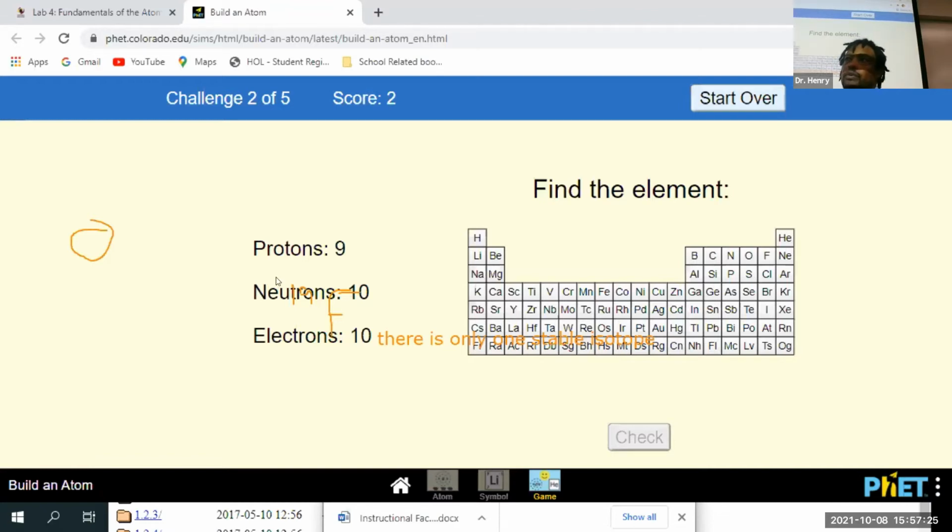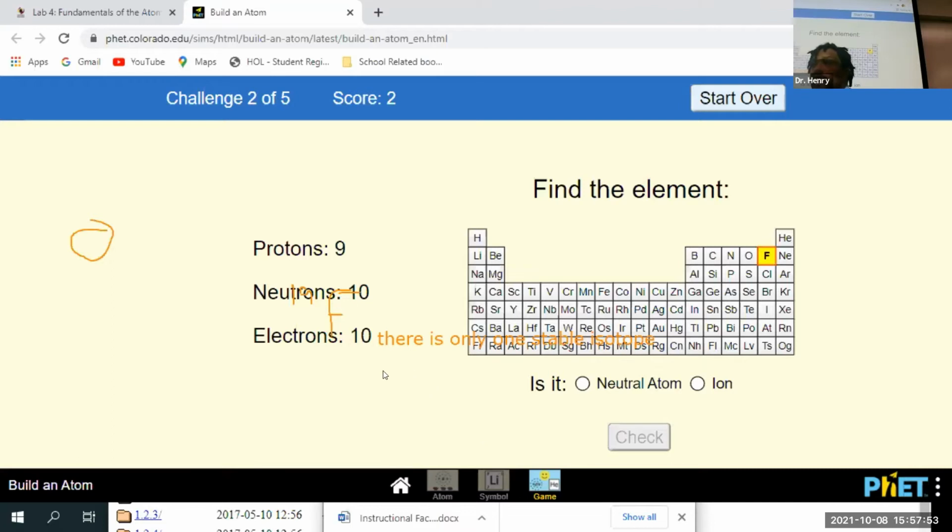Okay, so let's do this one real quick. So we have 9 protons, 10 neutrons, and 10 electrons. So what element is going to be 9 protons? Fluorine? Fluorine.